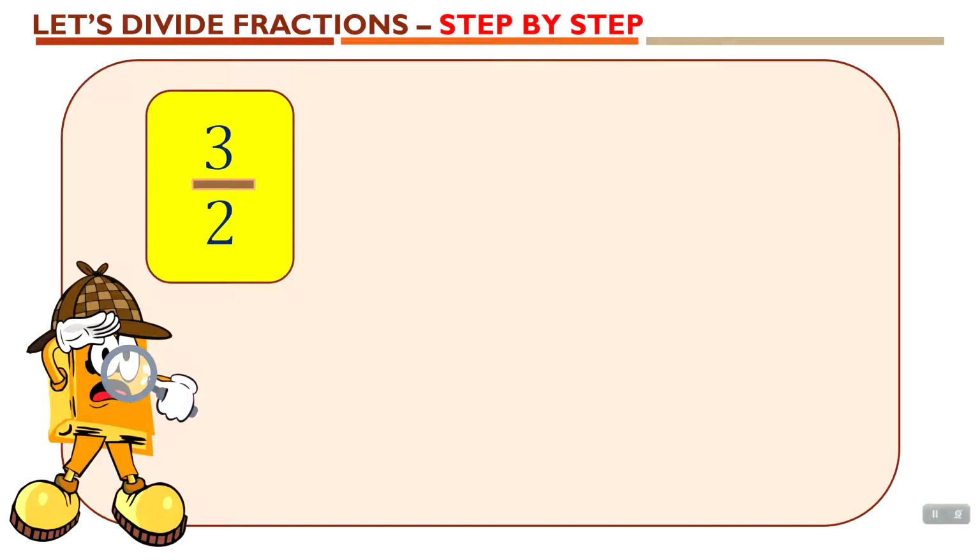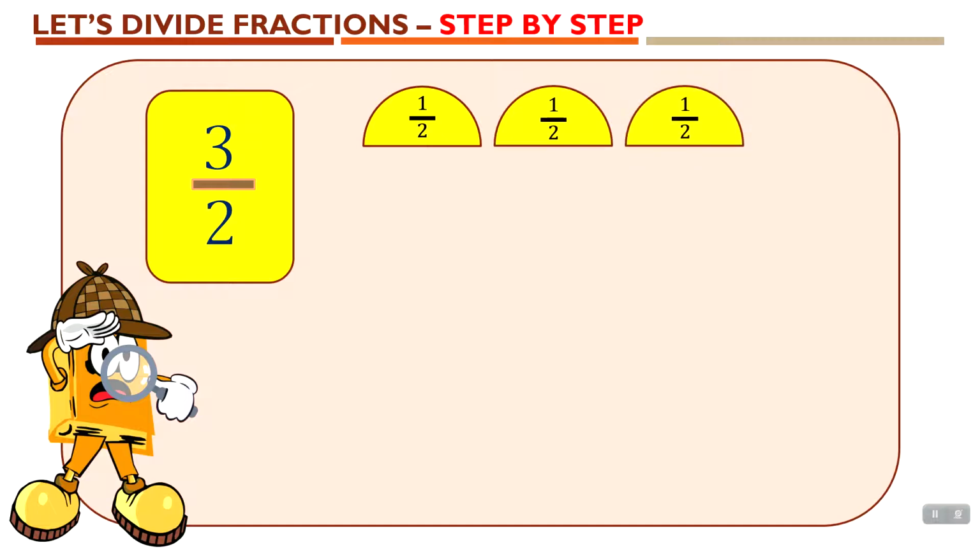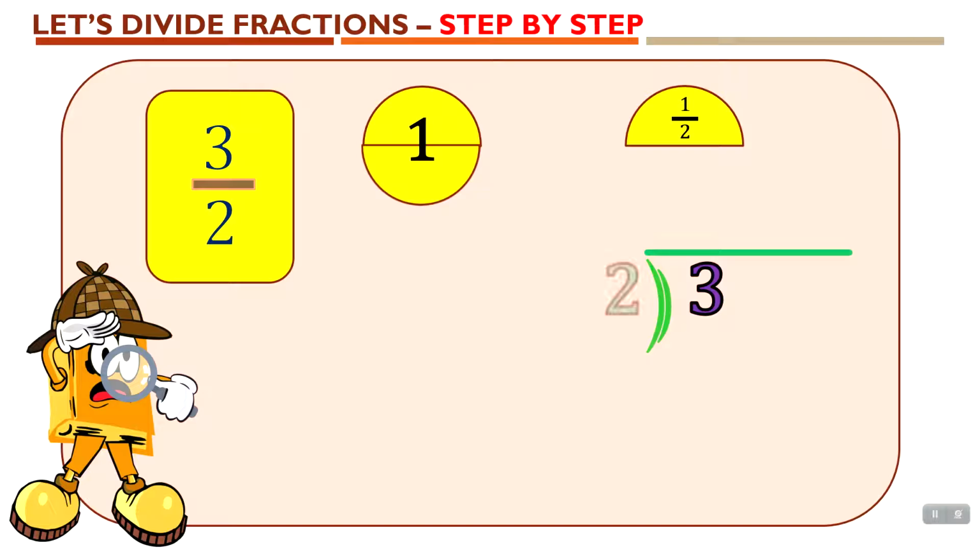Let's look at 3 over 2. We can represent this as 1/2, 2/2, 3/2. 3 over 2 can be named as 3/2. We can see that we have 3 half circles in the picture. If we try now to form whole circles out of the half circles, and we put 2 together, we can see that now we have 1 whole and 1/2 left over. So 3/2 is really 1.5.